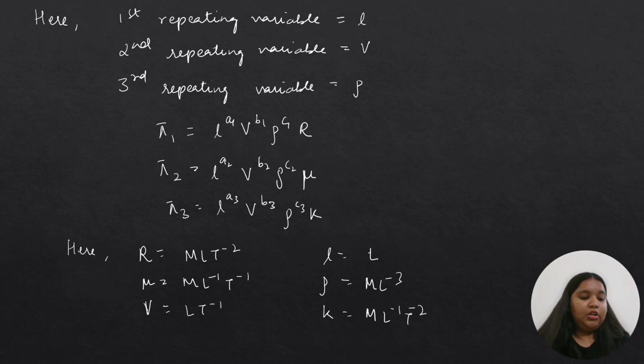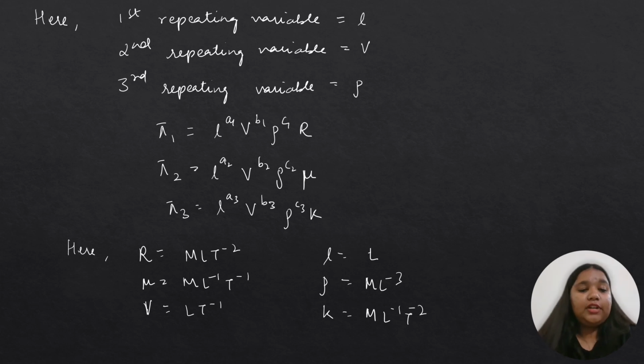Rho is density. We will always take rho, but if the question mentions laminar flow, viscous flow or streamline flow, then we will take mu, that is viscosity. So now we will write pi1 equal to L^A1 V^B1 rho^C1 R, pi2 as L^A2 V^B2 rho^C2 mu, pi3 equal to L^A3 V^B3 rho^C3 K.